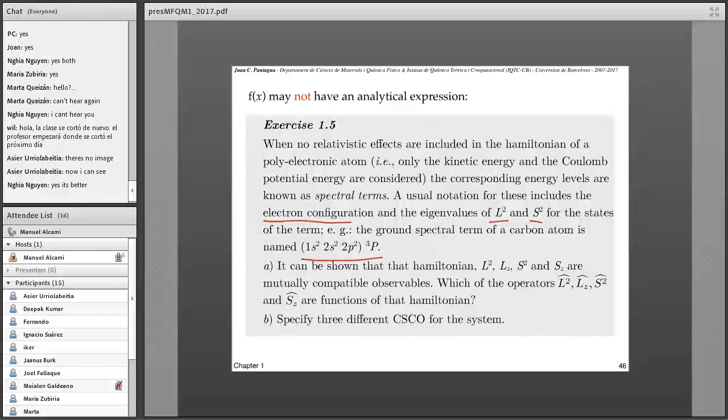Well, it can be shown mathematically that the Hamiltonian and the operators corresponding to L square, LZ, S square, and SZ all commute, and so all of them are mutually compatible. The question is, which of these operators are functions of the Hamiltonian? What does it mean that an operator is a function of another operator?